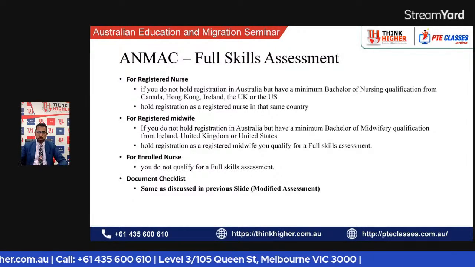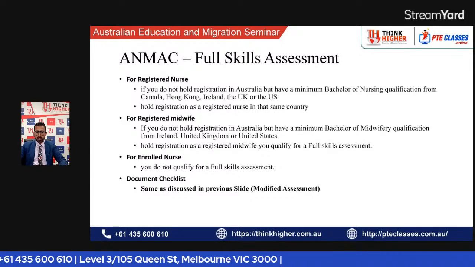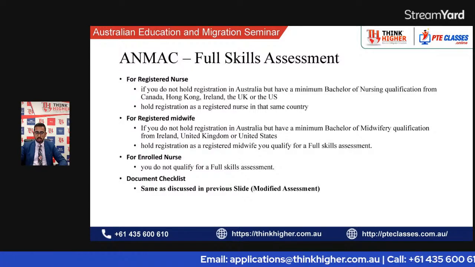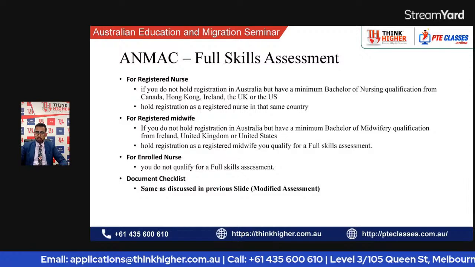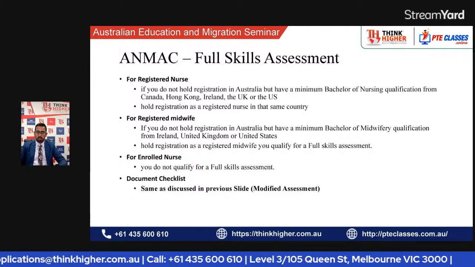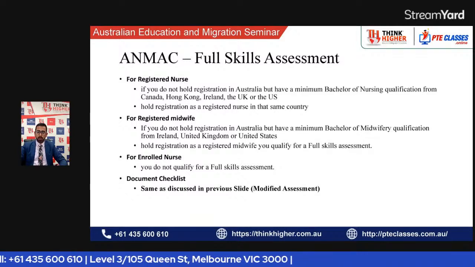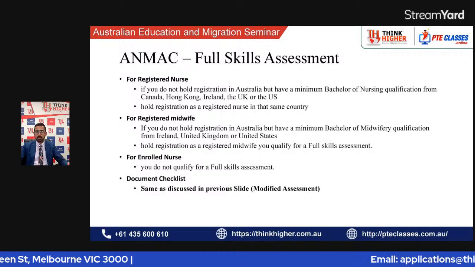So these are the countries where you need to have your qualification done. Now you must also hold a registration in your country, in these 5 countries. For registered midwife, if you do not hold a registration in Australia but have a minimum bachelor's of midwifery qualification from Ireland, United Kingdom, or United States, you can still apply. But again, you need a full registration in your home country as well.